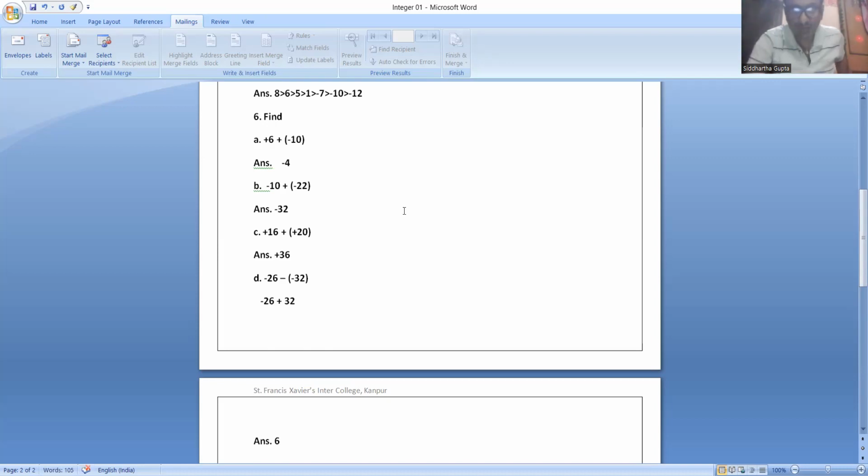Now it's time to practice exercise 1.2. So my dear students, let's move on to exercise 1.2. I will provide the PDF of this exercise. No issue in this. So let's move on to exercise 1.2. So my dear student, exercise 1.2 is based on the product of integers.